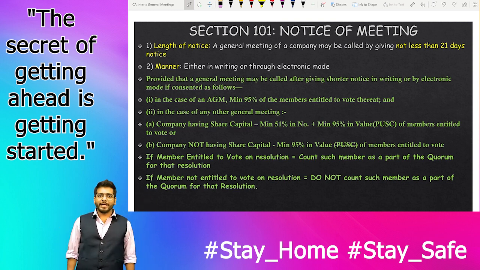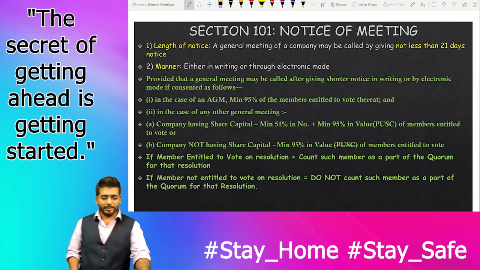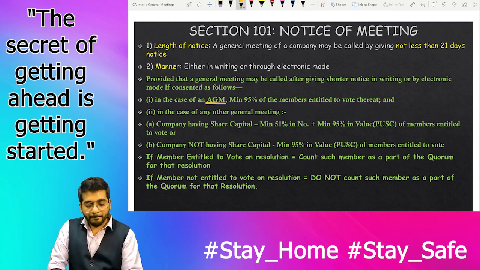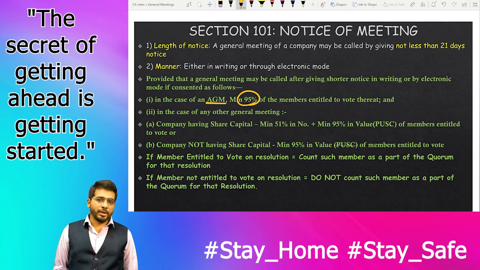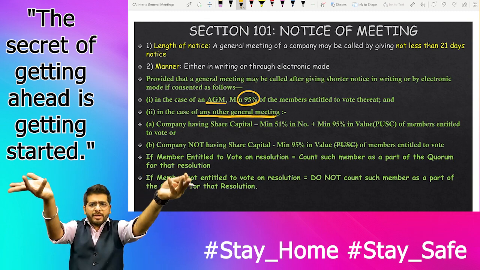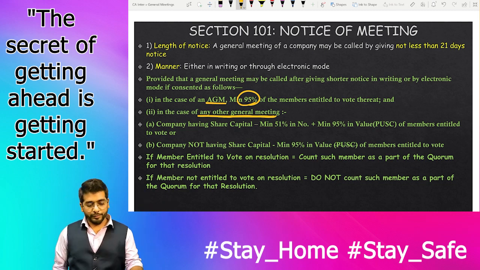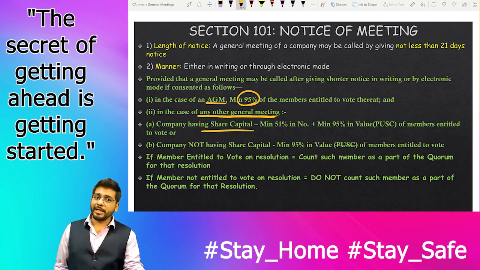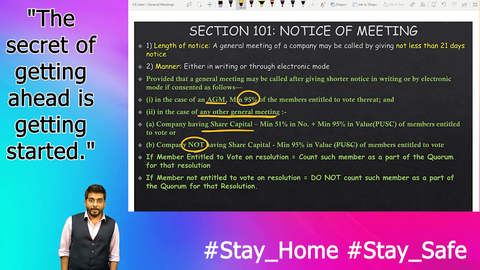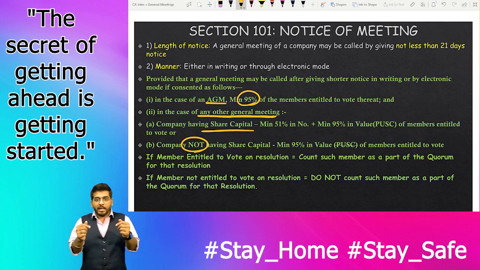Well, let's figure it out. Guys, please stay with me over here. The provision says, when you want to send the notice of the meeting at a shorter notice, if it is an AGM, minimum 95% of the members entitled to vote thereon should agree. If it is any other general meeting, not AGM, meaning an extraordinary general meeting, EGM, then the provision says, are you a company having share capital or a company not having share capital? I said, sir, what is the difference? They said, if you're a company having share capital, then not only the number of members is important for me, but the value contributed by those members is also equally important. But if you're a company not having share capital, then only value will be important. Correct?